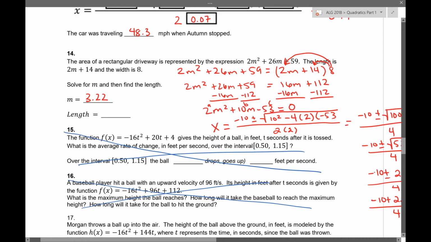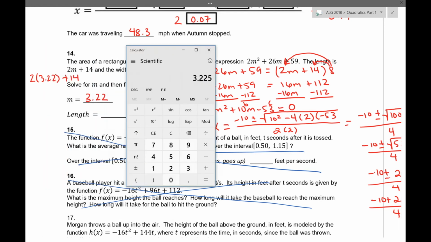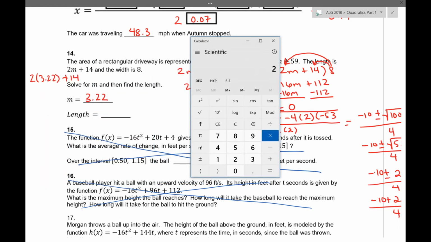Now, once again, this is a super long question. So then it says that's your m, so now we got to find our length. So I'm going to replace the m with 3.22 plus your 14. So I take my 2 and I multiply 3.22 equals 6.44, and then I'm going to add that to 14. That's an answer of 20.44.